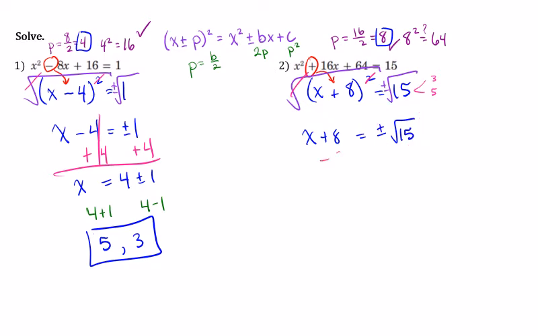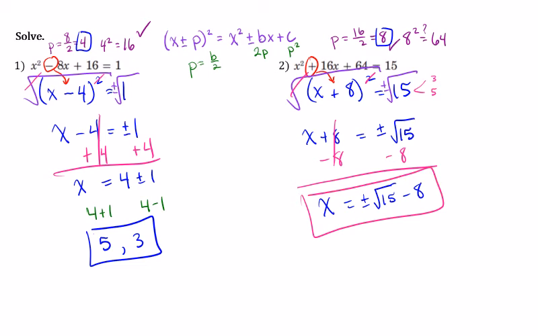So now I'm going to subtract 8 from both sides. And so I get x equals, and you can put the plus or minus after like we did before, or you can put it before. We'll just do it before this time. Okay. And so this time we cannot simplify this. So you can actually leave this as it is, but just know that it's two different answers.